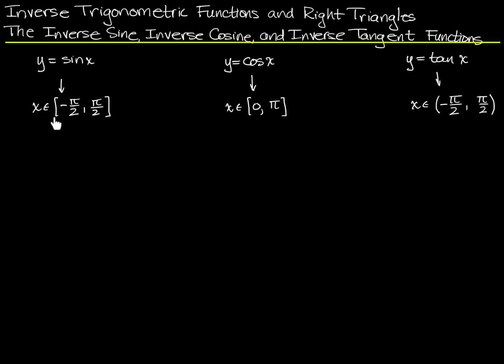This domain restriction includes the endpoints, so we can actually use the value negative pi over 2 and pi over 2. The tangent of x has the same domain restrictions, except that we cannot use those exact values at either end of the interval. The cosine of x has to have its domain restricted to 0 to pi, including 0 and including pi, if we're going to be allowed to talk about its inverse function.